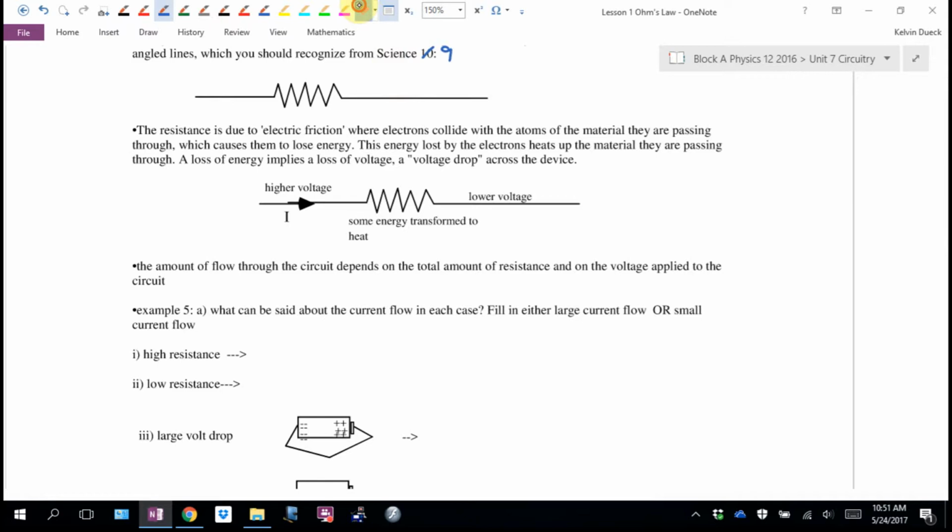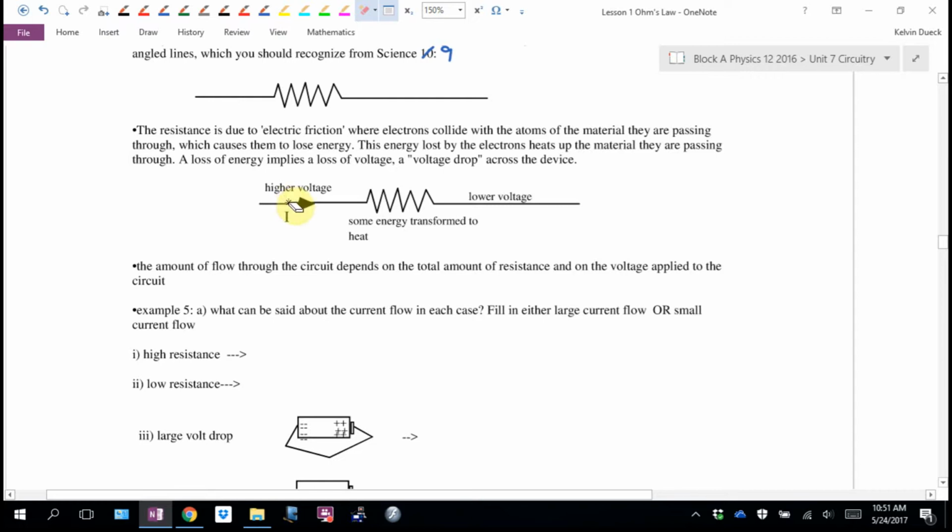This energy lost by the electrons heats up the material. A loss of energy implies a loss of voltage. In a resistor, you always have a voltage drop. You lose height. A resistor is like a ski hill. The battery is like the chairlift. You gain energy, you gain voltage, and then you go through the resistors, losing height, losing energy, to get back to the bottom of the chairlift.